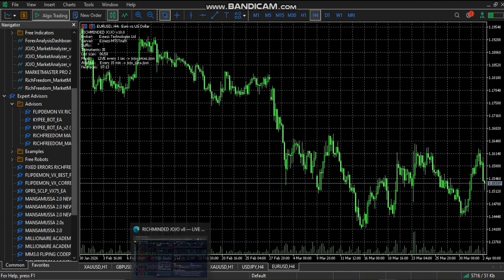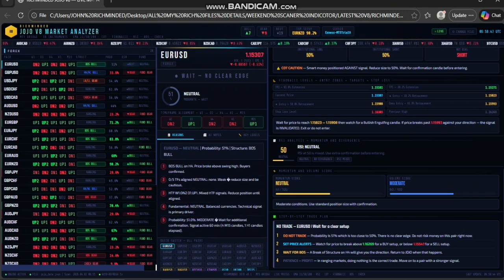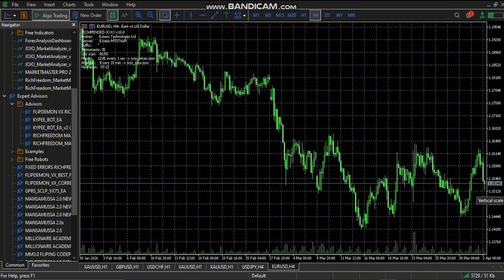No emotion, no second guessing, no let me wait a little more or let me close it early because I am scared. The robot follows the rules every single time. This is the part that people love, watching the numbers grow. Look at the open trades right now on screen.